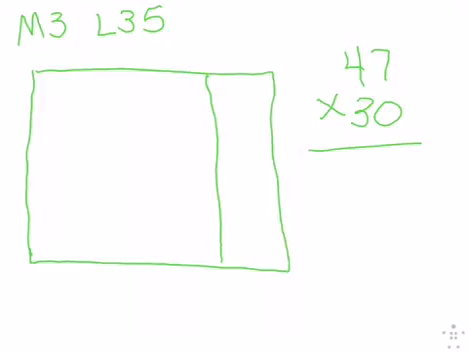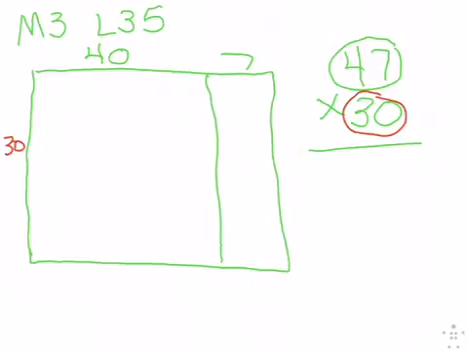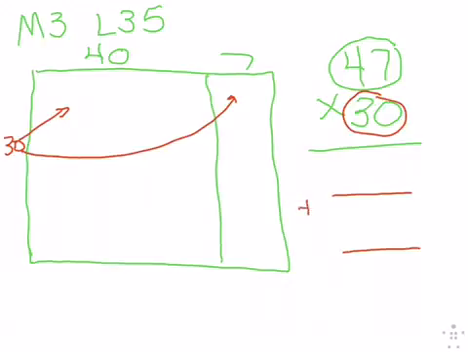All right, so here's what we're going to do. We're going to use our idea of expanded form and break up our 47 into 40 and 7. Then we're going to take our 30 and put that on our side. So ideally what we're doing is 30 times 40 and 30 times 7. We are only going to need 2 lines down here that we're going to be adding up for partials. We need 30 times 40, which we know is 3 tens times 4 tens.